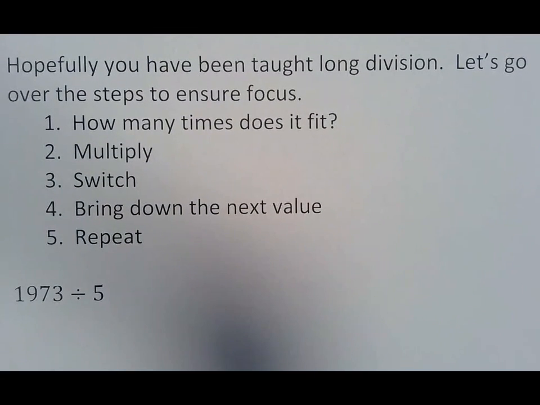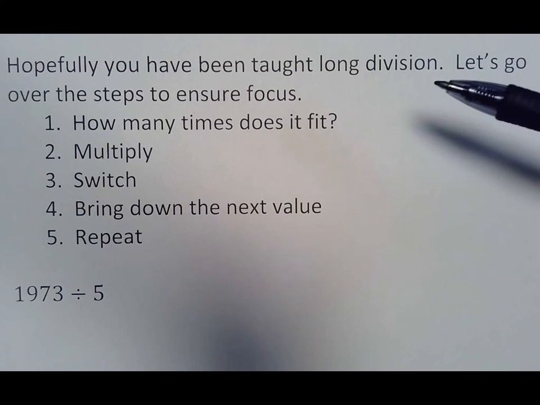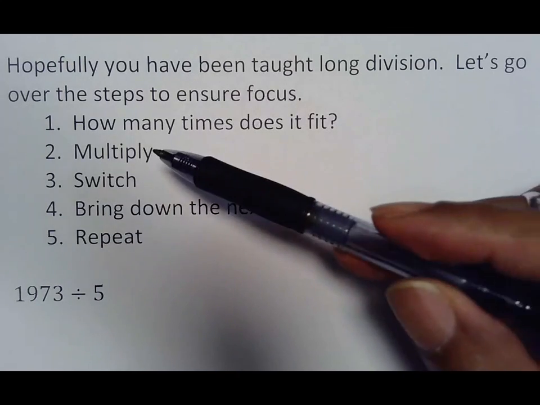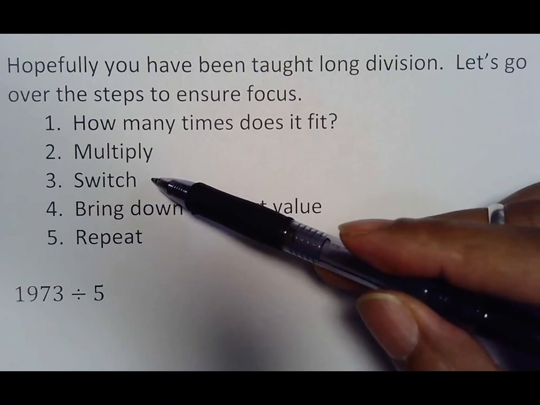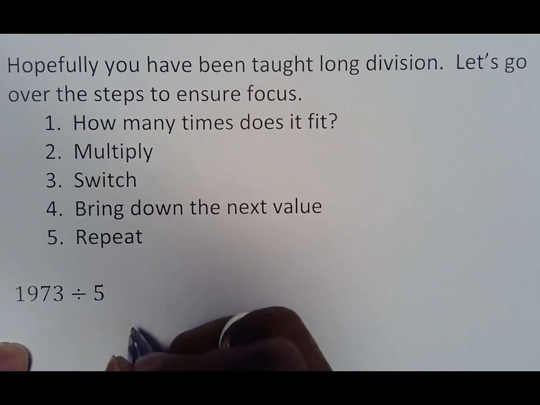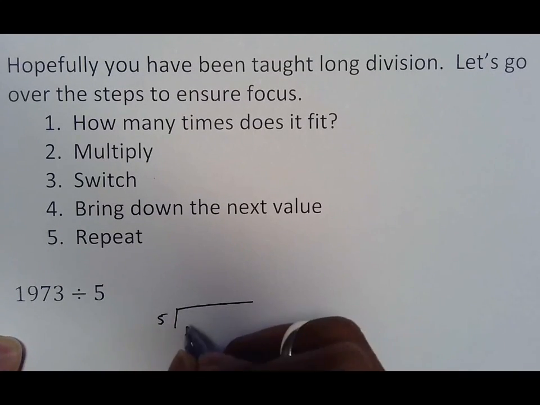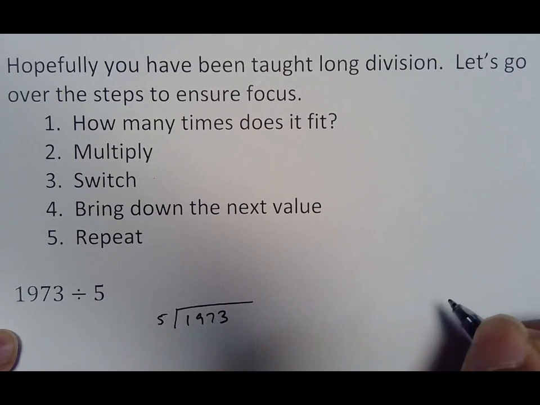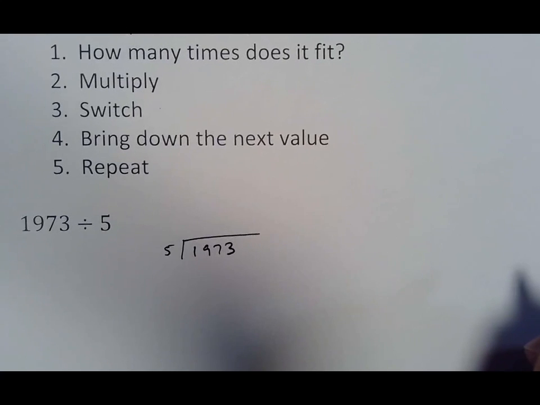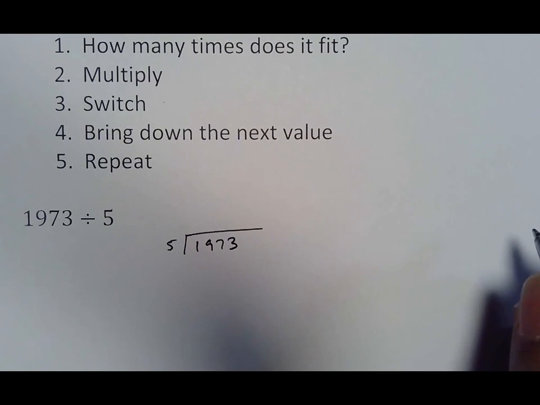So hopefully you've been taught long division. If not, let's go over the steps to ensure the focus. If you don't know this, I would write it down. The question we usually ask is how many times does it fit? Then we multiply by the number, and then we switch the sign, then we bring down the next value, and we repeat. So in other words, whenever we have this, we usually put 5 on the outside, and then we put 1973 on the inside. And again, I suggest you write this because as silly as it seems, this is actually going to come in handy and make things make sense later.